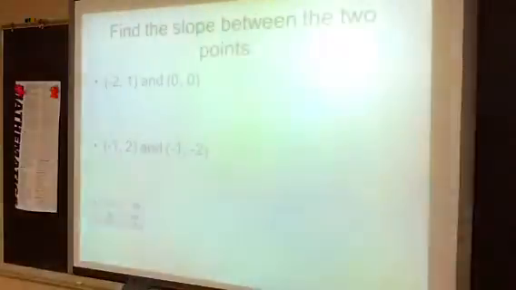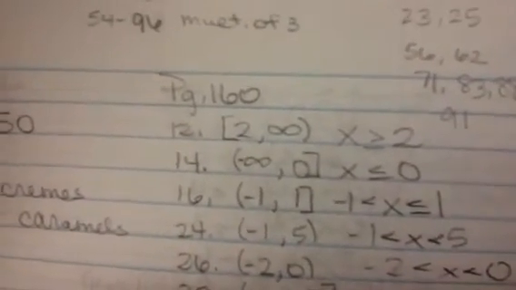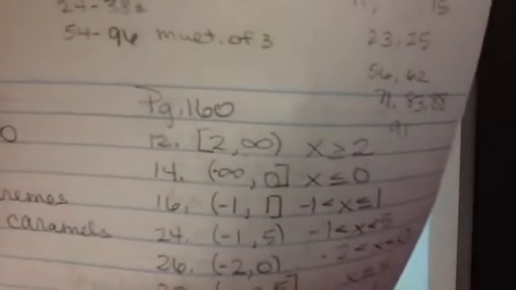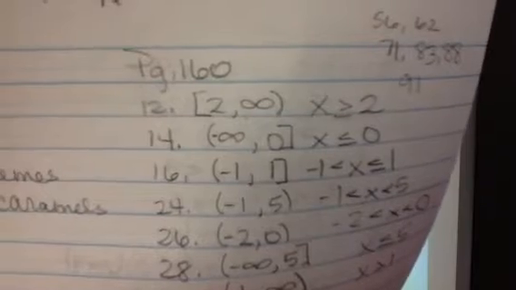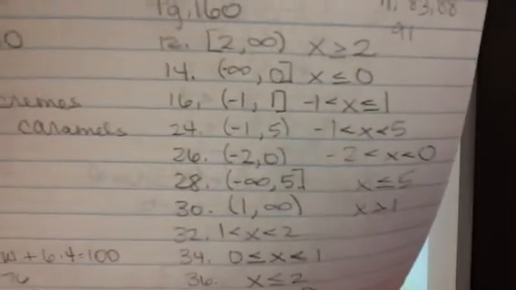And then for number 12, we had to write it in interval notation and then in inequality notation. So that's bracket 2, comma, infinity, the parenthesis, then x is greater than or equal to 2. And 14, we got a parenthesis, negative infinity to 0 with a bracket, x is less than or equal to 0. For 16, negative 1 to 1. Negative 1 has a parenthesis, 1 has a bracket. So negative 1 is less than x, which is less than or equal to 1.